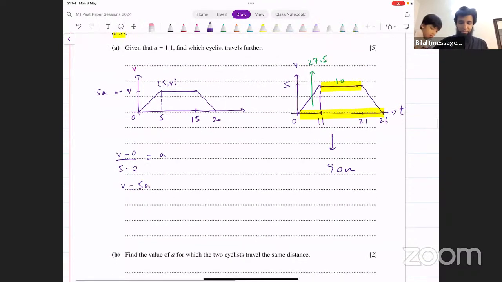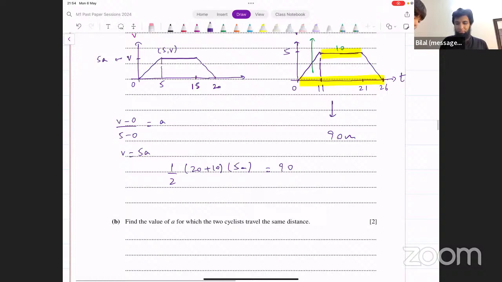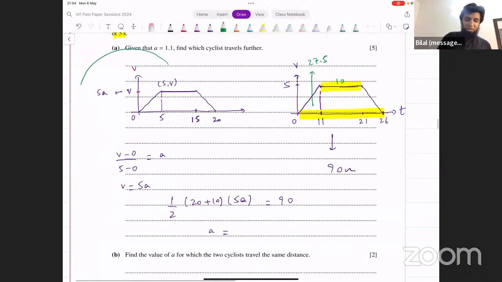Now, once you've got this, you can find the area of this trapezium as well. What's the area of this trapezium? Half into sum of parallel sides, that's 20 plus 10, multiplied by height. What's the height? Height is 5 times a. That equals 90. And that will give you the value for a. Make sense? Now you've done this part already in the first part. In fact, it's just that you're not inputting the value of a equal to 1.1 here. You just make this equation like this.